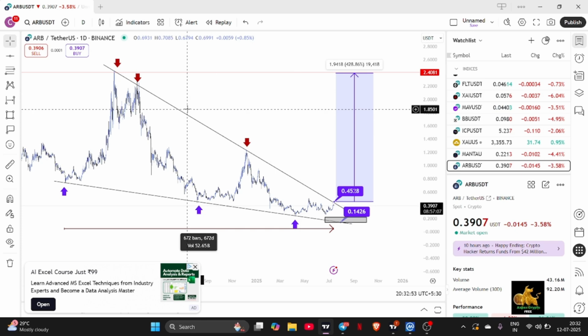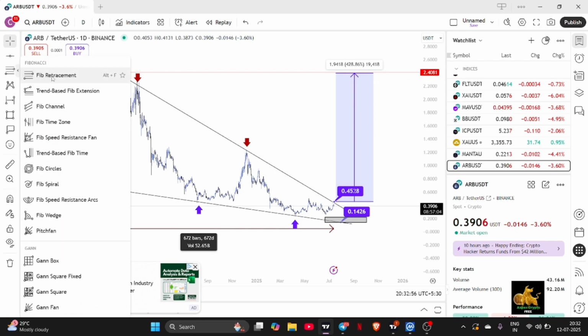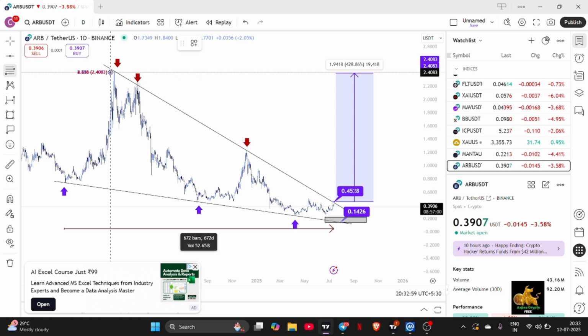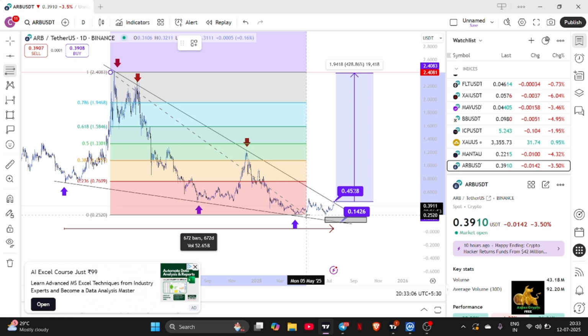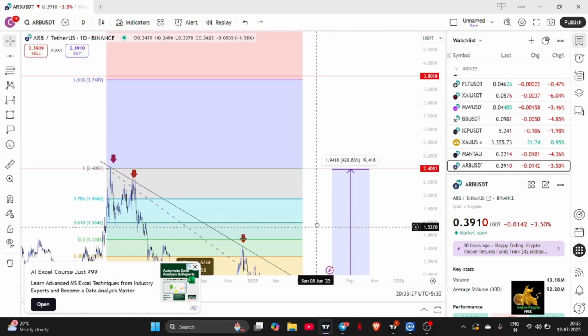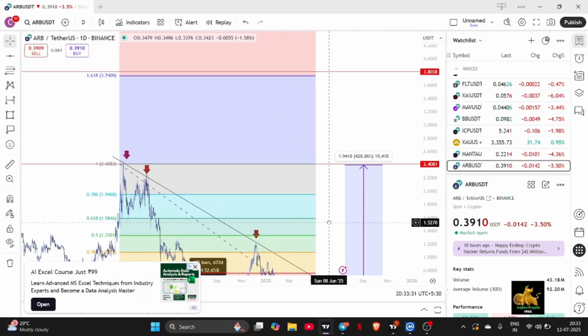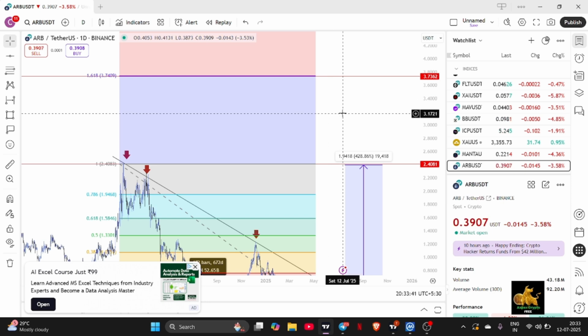If I add a fib retracement, here you can see I adjusted the fib retracement. Here is my one level, the ARB high is my one level, and the ARB all time low is my zero level. You can see the ARB first TP here, the $0.13 range. Once it breaks out of the $0.4528 range, we are going to see a heavy pump in ARB in future. So what is our all time high? I can expect ARB around the 1.618 range, that's around the $3.73 range. It may be our bull run high.